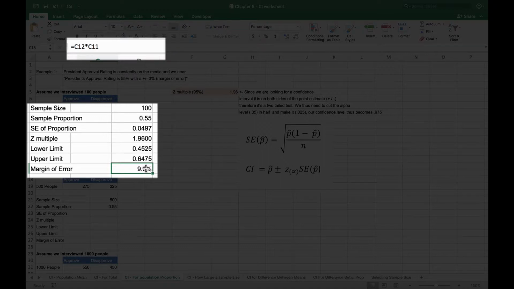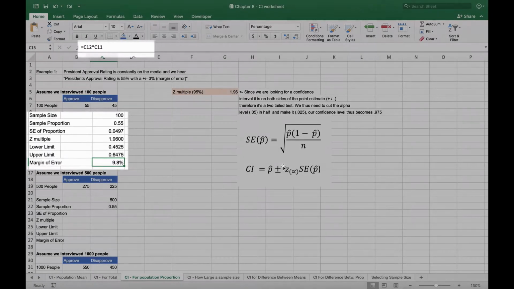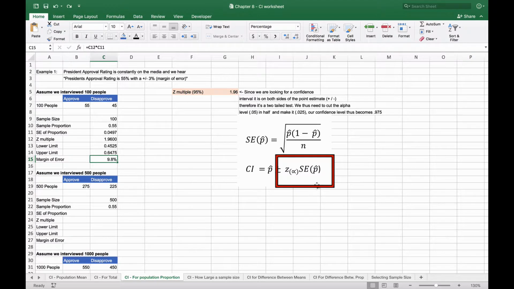And that's because we're taking the C12 multiple times C11, which is the standard error. So this portion over here on the right is what will give us the margin of error. It tells us the margin of error. But let's see what happens as we increase the number of people.